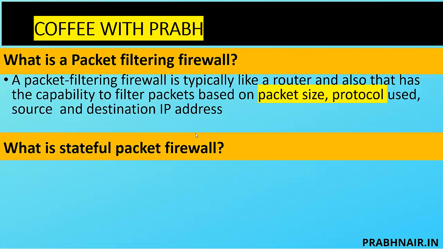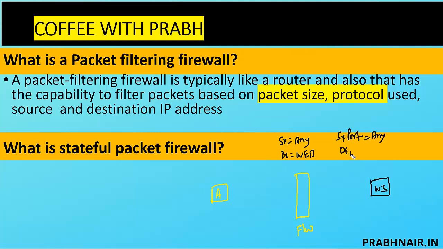So can you tell me what a stateful packet firewall is? A stateful firewall is the one which maintains information about the state. Example, in this way: we have a system A, and this is my firewall. Let me use a black one. And this is my web server. We created a rule: source is any, destination is the web server, source port is any, and destination port is 80.